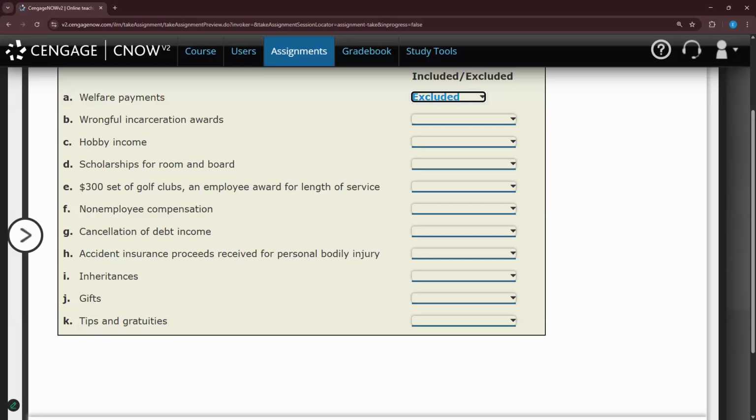Next we have wrongful incarceration award. So if someone went to prison because something happened and they were wrongfully imprisoned, once they receive that award, that settlement agreement, it is going to be excluded from income. It is not considered income. So these are some important things to keep in mind, because there are situations where individuals receive funds, and then they're like, wait, what?